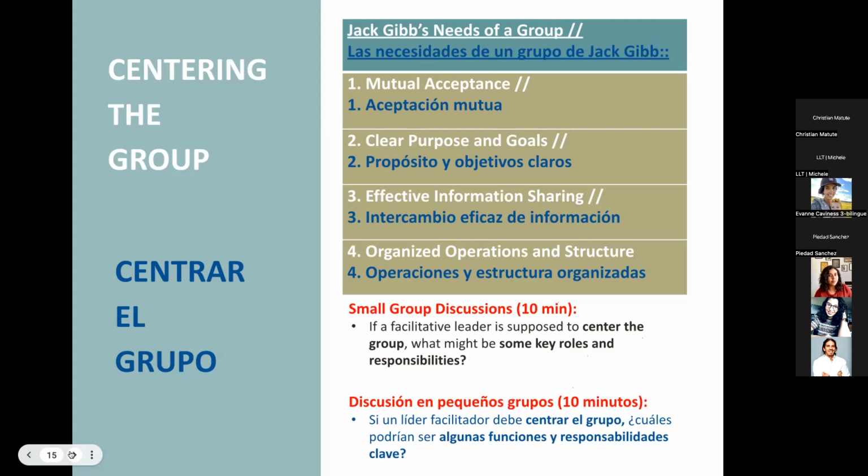So if the facilitative leader is supposed to center the group, and we're talking about these 4 needs that a group has, what are some key roles and responsibilities that a leader needs to do to meet these 4 needs of a group? In other words, what are some things that a leader needs to do to meet these 4 needs? I want to make sure everybody understands the question, because otherwise.